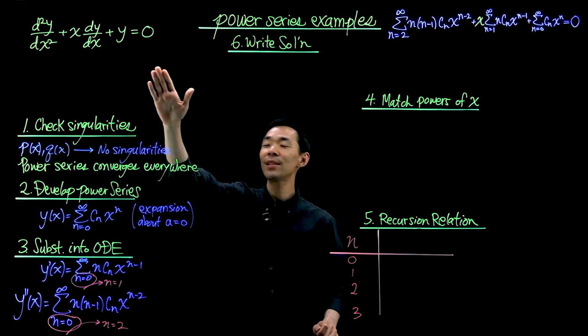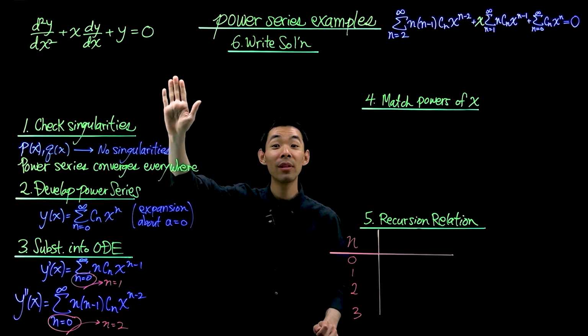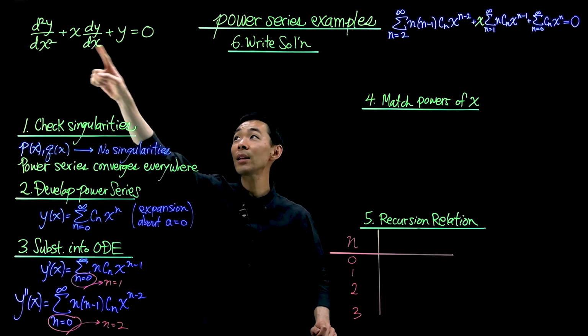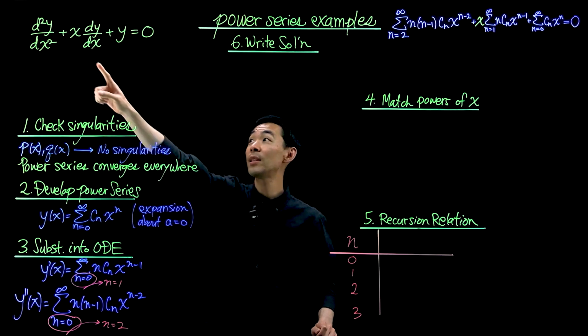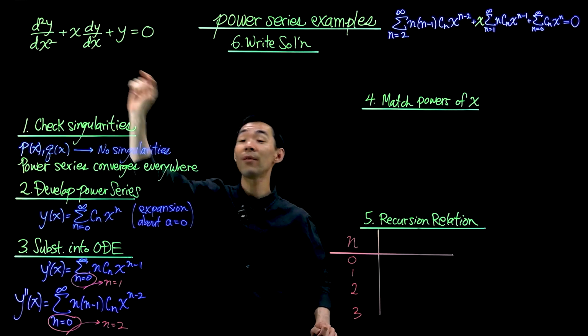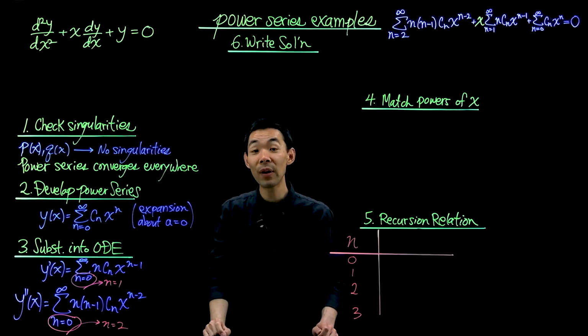Suppose we have this equation right here, a second order linear ODE with non-constant coefficients. You can see that the p of x, the coefficient in front of the first derivative of y, is now a function of x.